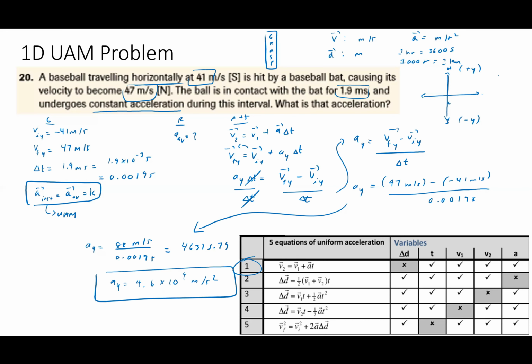So it's a pretty significant acceleration. It's because this is happening in a very short time interval, 1.9 milliseconds. That's basically the idea behind it. You want to put the right number of significant digits at the very end, so make sure you do that. It's accelerating very quickly is what it's saying, which means its velocity is changing very quickly. Okay, all right.